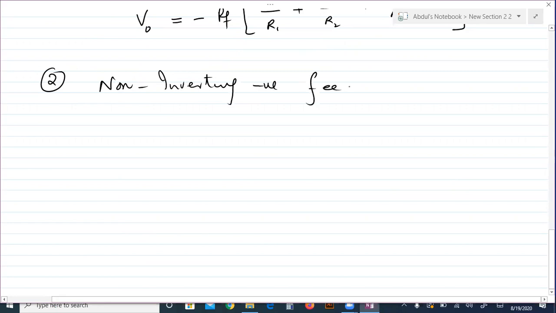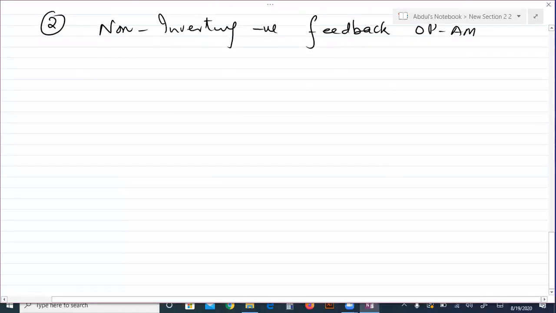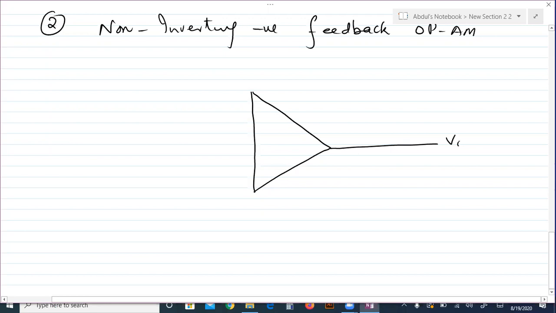Negative feedback operational amplifier. So this is non-inverting. Positive input will give the positive output, and the negative input will give you the negative output. This is the operational amplifier. This is its output terminal.